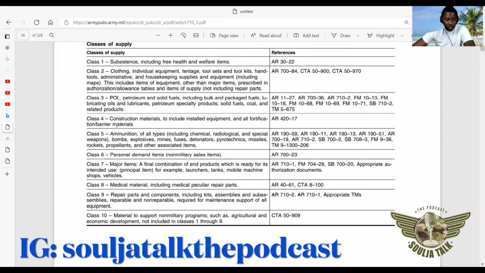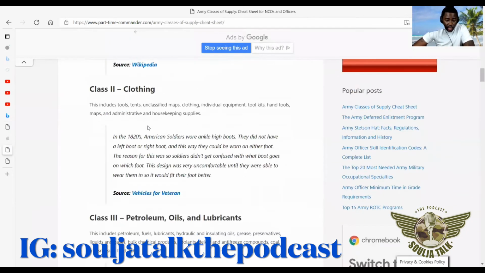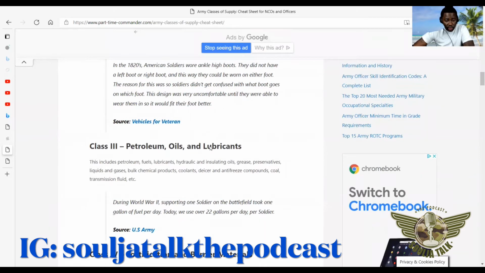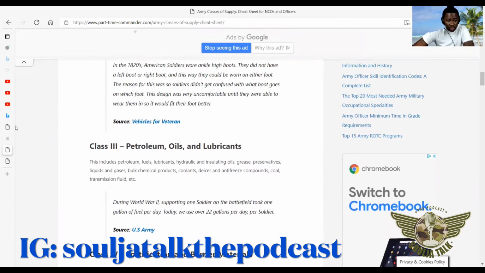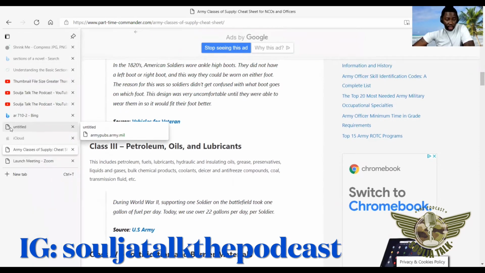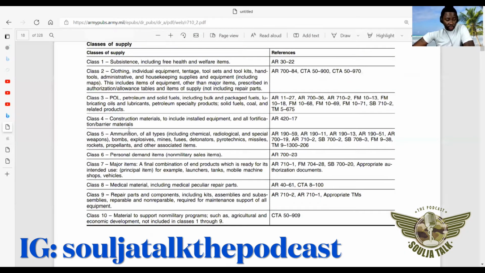So moving on to class 3. Class 3 is going to be your petroleum and your fuels. Class 3 is petroleum, oils, and lubricants. That could be the fuels, insulating oils, grease, preservatives, liquids and gases, bulk chemical products, coolants, antifreeze compounds, coal, transmission fluid, anything like that. So all types of petroleum, oils, and all that type of stuff, that's going to be your class 3.